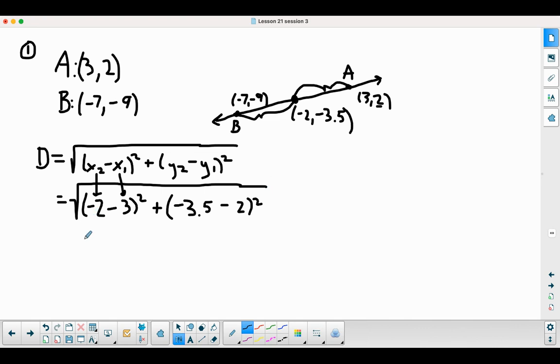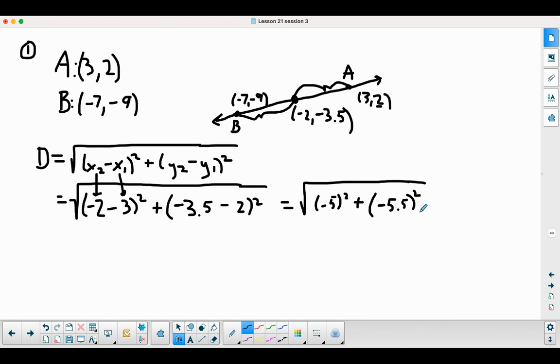So then I just need to do the math on this a little bit. So this is going to be equal, I'll do the parentheses. -2 minus 3 is -5. And that'll be squared. And then plus -3.5 minus 2, that will be -5.5 squared. So we've got those things.